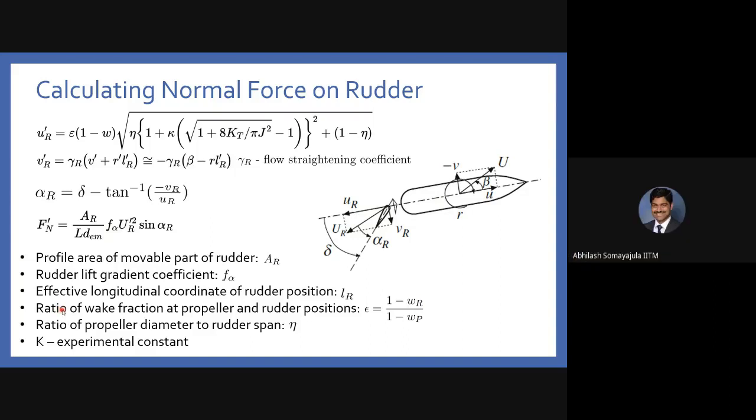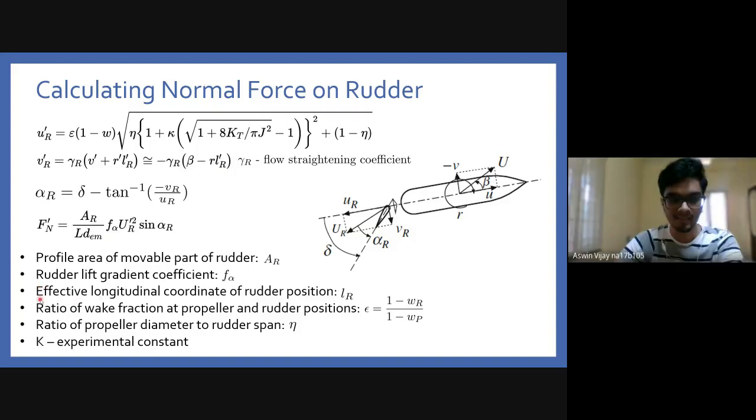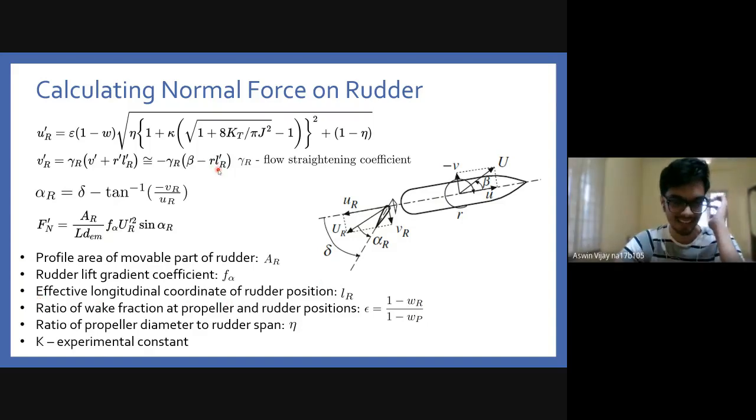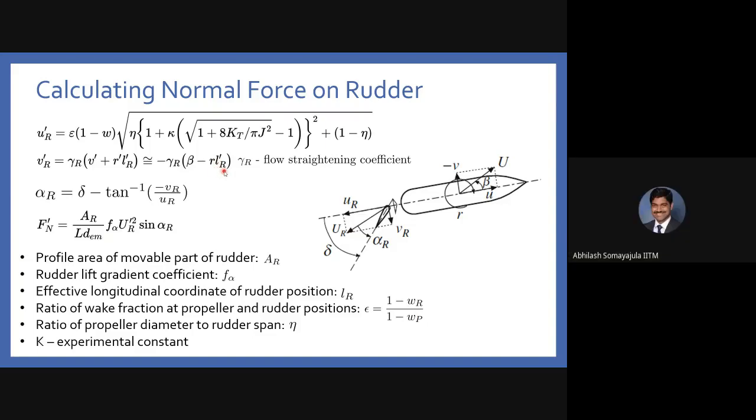Are you sure it is the longitudinal coordinate of the rudder position? I think it might be different because that is XR. LR might be slightly different. Yeah. This says effective longitudinal coordinate. Correct. It is slightly greater than 0.5. LR is 0.755. Yeah, effective of what? That's something which you have to look at.